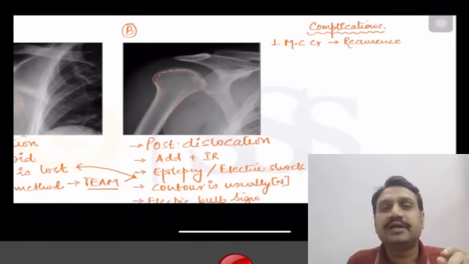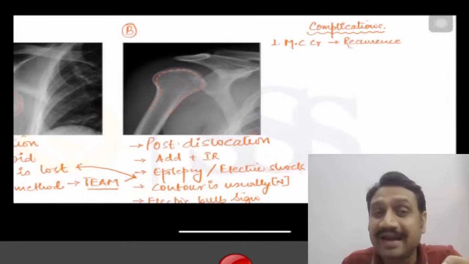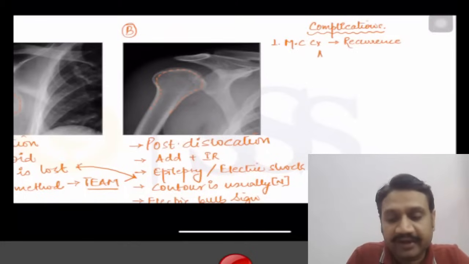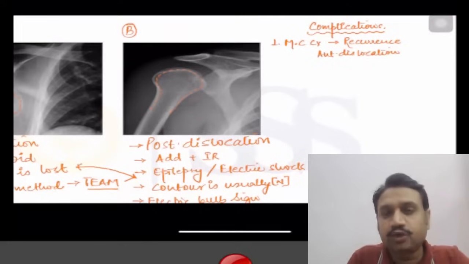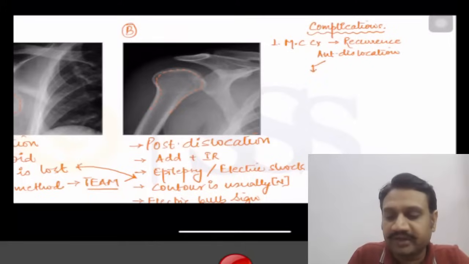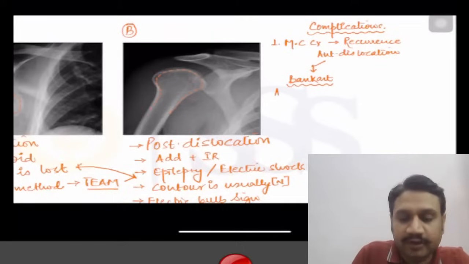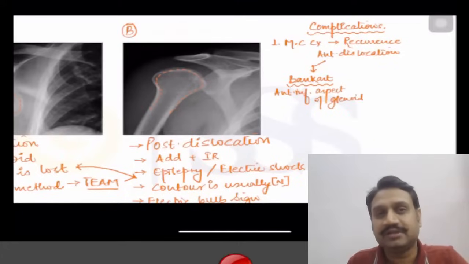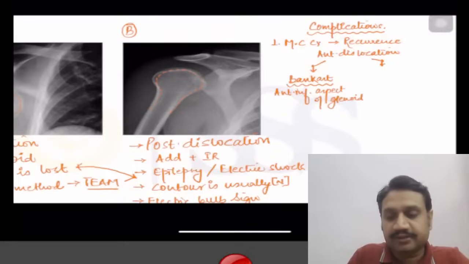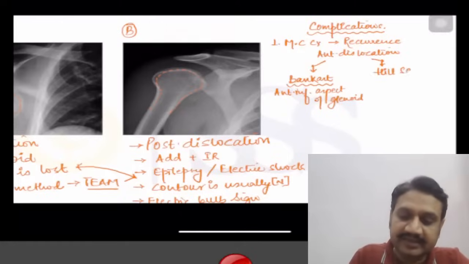And if the dislocations are more often related to the anterior side, then in all the shoulders with anterior dislocations, we can see two very classical lesions. One of the lesions is called Bankart, right? Bankart lesion is a name of a person only, right? And this is seen on the antero-inferior aspect of the glenoid. That has been your INI-CET question of the November 23 examination, right? Other than this Bankart, in the anterior dislocation we can see Hill-Sachs lesion as well.